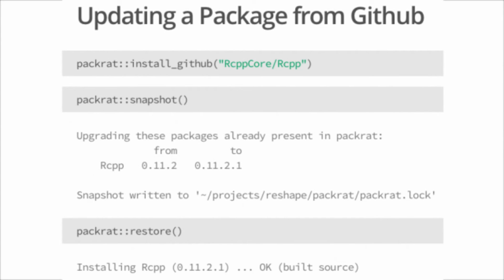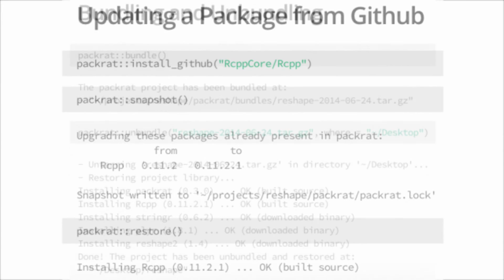And similarly, like I showed before, we don't have to work with just CRAN. We can also use GitHub here. So if we install Rcpp from GitHub, we take a snapshot, it updates it for us, and now we have this GitHub version of Rcpp that persists over time with our project.